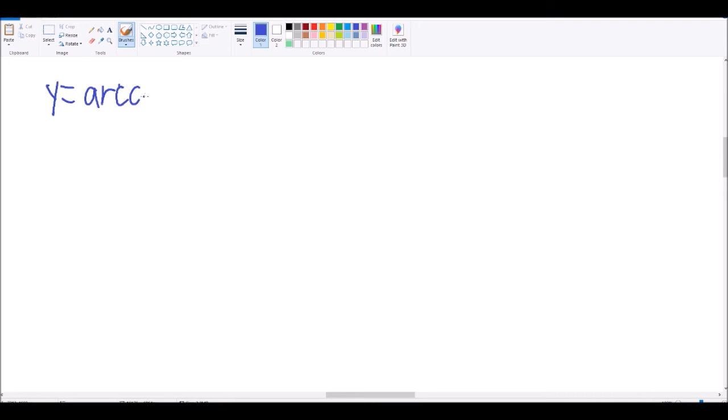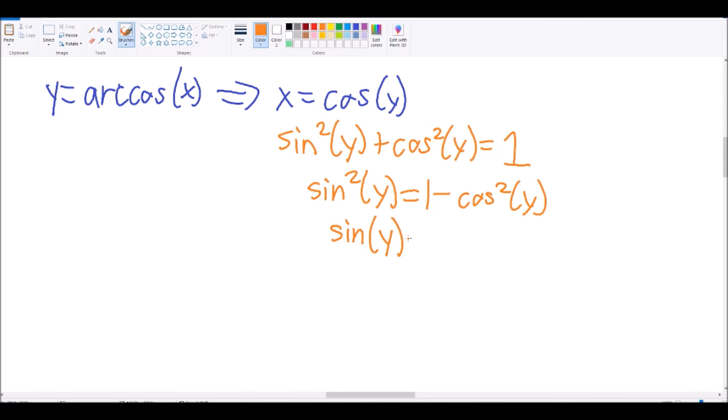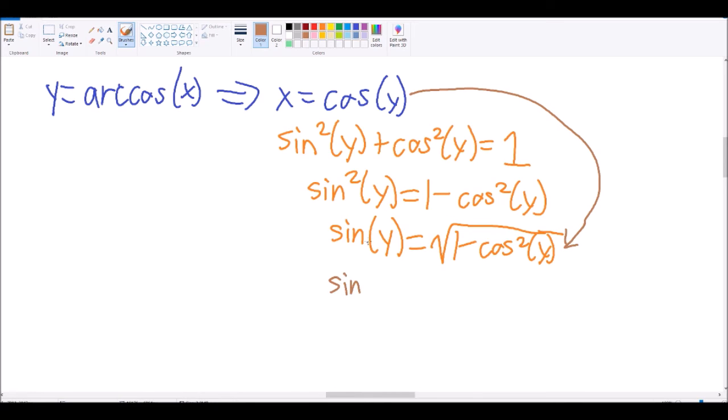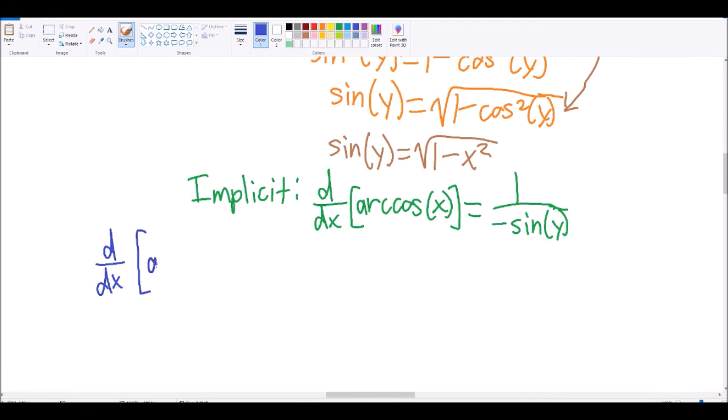If y equals arc cosine of x, then x equals the cosine of y. Using our trig trick, we get that sine squared of y equals 1 minus cosine squared of y, or sine of y equals the square root of 1 minus cosine squared of y. And since x equals cosine of y, sine of y equals the square root of 1 minus x squared. The implicit differentiation part says that the derivative of arc cosine of x equals negative 1 over sine of y. So the derivative of arc cosine of x is negative 1 over the square root of 1 minus x squared.